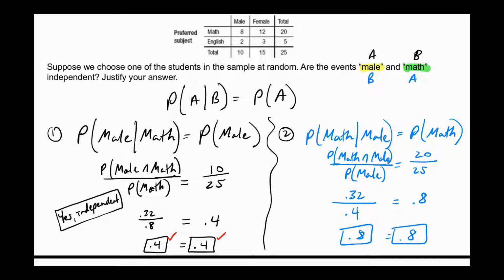And number one, male was A, math was B. And number two, math was A, male was B. Doesn't matter. As long as you use the checking for independence correctly, you'll be fine. Okay? You will be fine. They will both always check out. Or if one doesn't check out, neither will check out.